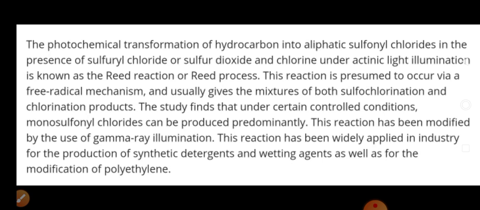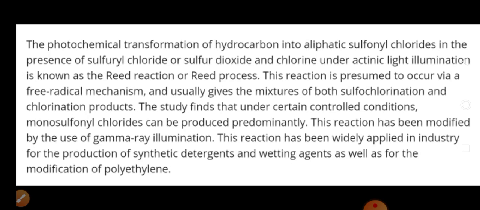Students, this is actually a photochemical reaction of hydrocarbon in which hydrocarbon is reacted with sulfuryl chloride, or sulfur dioxide and chlorine, under actinic light illumination to form aliphatic sulfonyl chlorides. The reaction takes place in presence of actinic light illumination, that means in presence of ultraviolet light, that is sunlight, during which the hydrocarbons are converted into aliphatic sulfonyl chlorides.